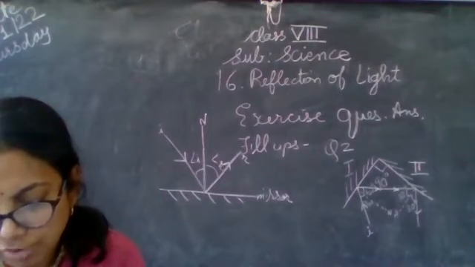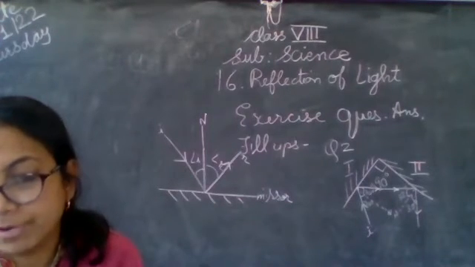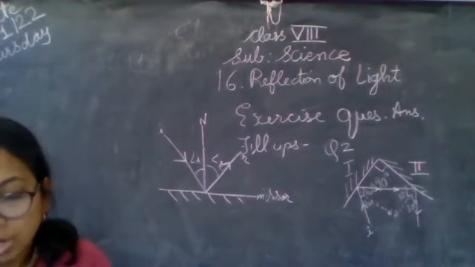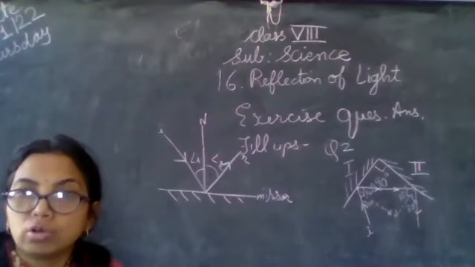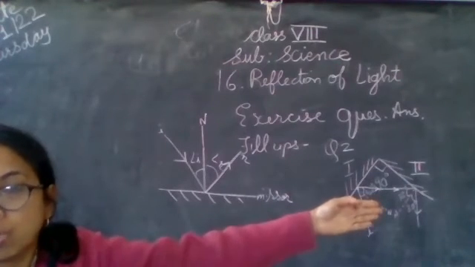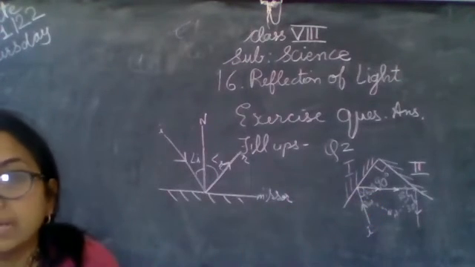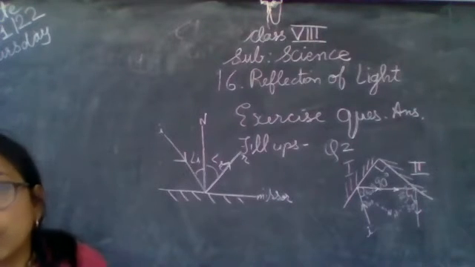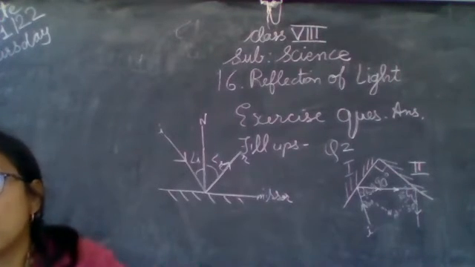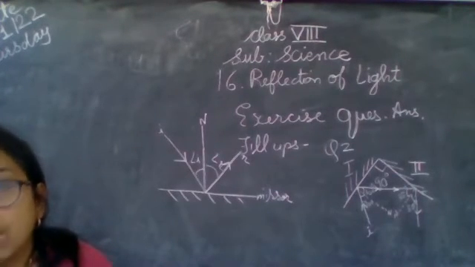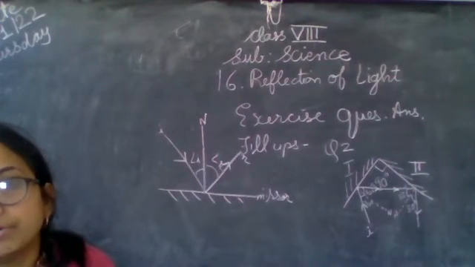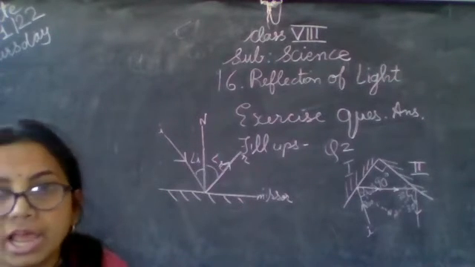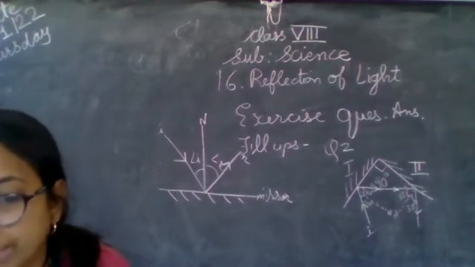Third, are the laws of reflection followed in this type of reflection? Obviously, yes. Laws of reflection are followed there also. In this drawn figure also we have seen that the angle of reflection and angle of incidence are always equal. Here also the law was followed, isn't it? And all the three, incident ray, normal and reflected ray, lie in the same plane.